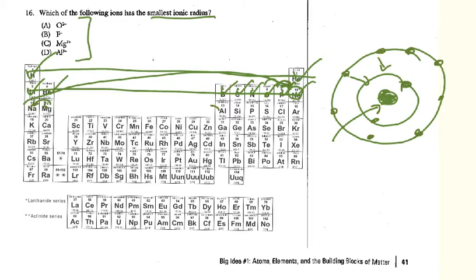And so of our choices, you'll notice that oxygen has 8 protons in the nucleus. Fluorine has 9, and so on and so forth. So it looks like aluminum is going to be the one that has the most protons. It has 13 positive protons, and so it will pull them in the most. And so D should be our correct answer.